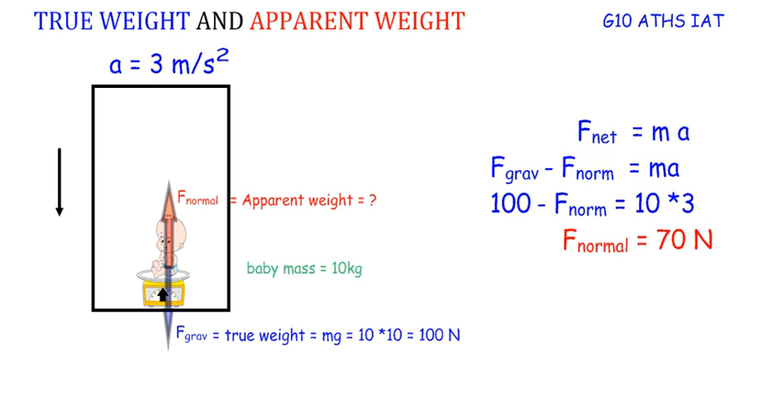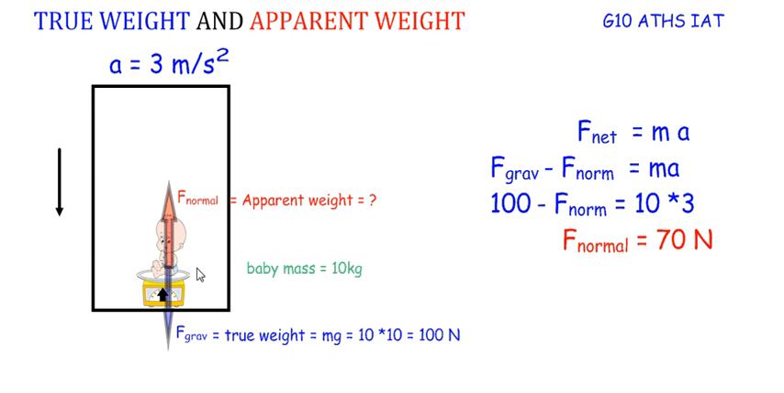Let us now take a different situation. Let us say the acceleration was downwards, this time with 3 meters per second squared. Well, since the body is accelerating downwards, there is a net force downwards, which means that the normal force must be smaller than the gravitational force. So the apparent weight must be less than the true weight of 100 newtons.